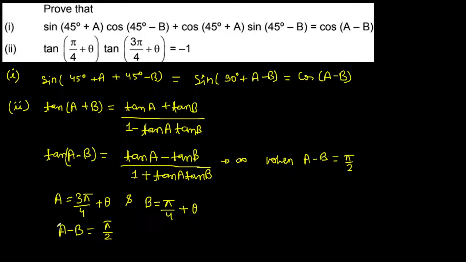So my saying is that if A minus B is pi by 2, then tan A tan B will have to be equal to minus 1. If A minus B is equal to pi by 2, then tan A tan B will be minus 1.